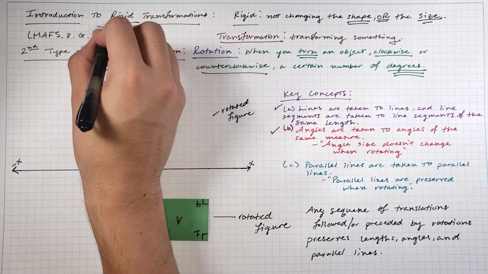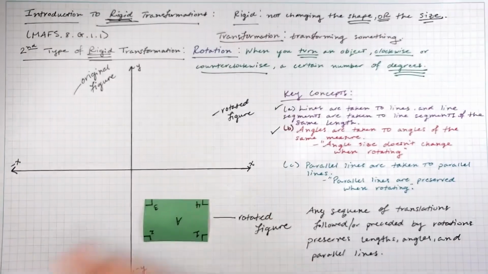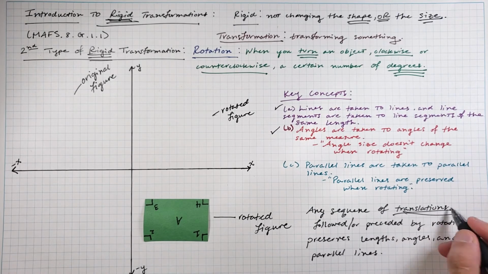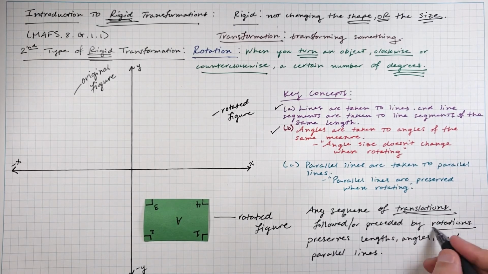Okay, so in the next video, we're going to see that we can add another one, which is going to be reflection, added to the translations and the rotations. So we're going to have a third one.